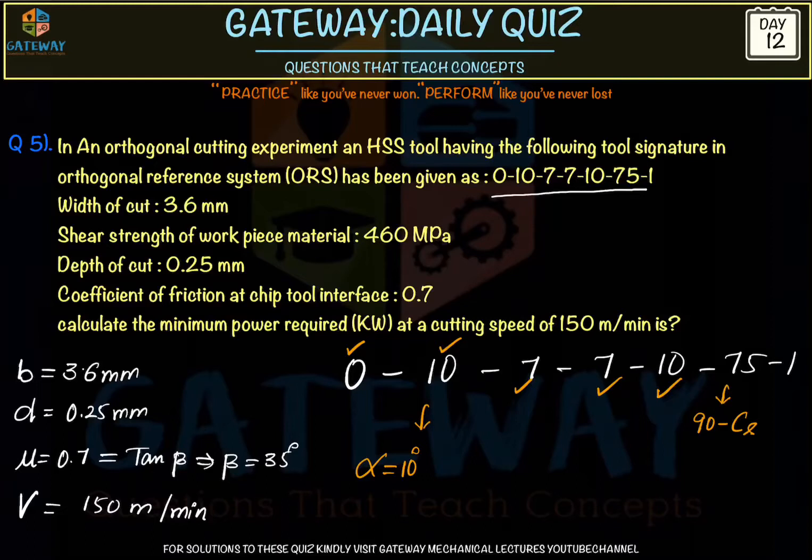That is CS, 75 approach angle, and the 1 is the nose radius. So from this question we need only this data, alpha is equal to 10 degrees. We have all data known. We'll proceed into solving the question here.